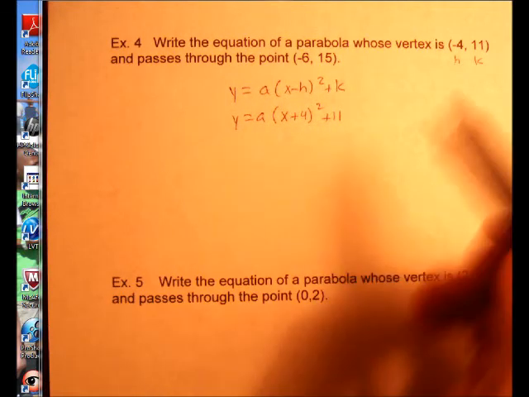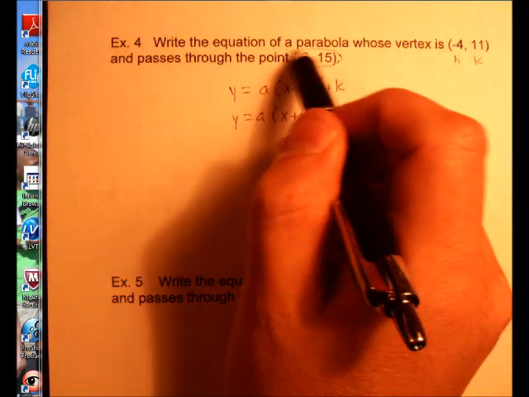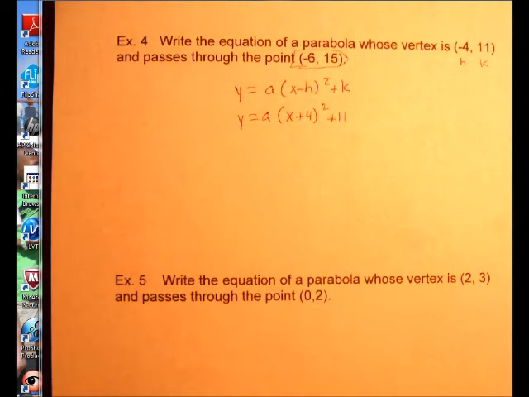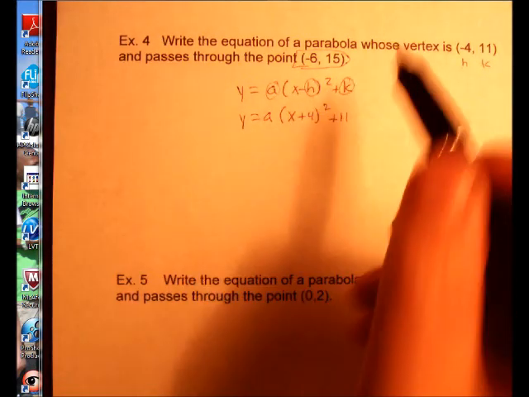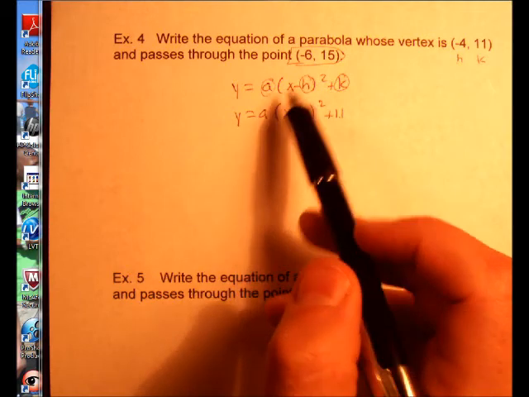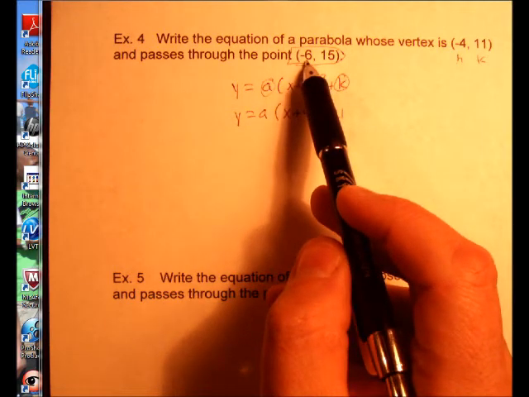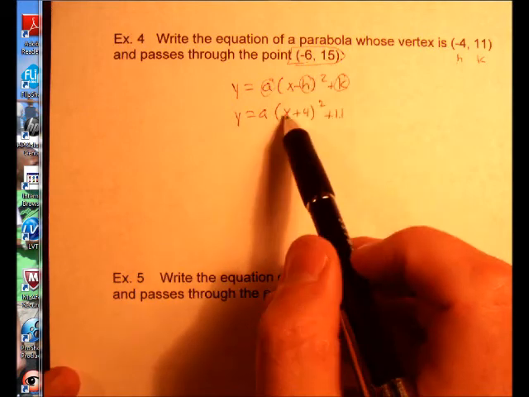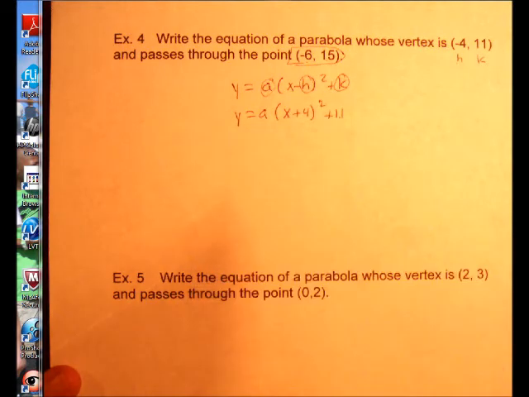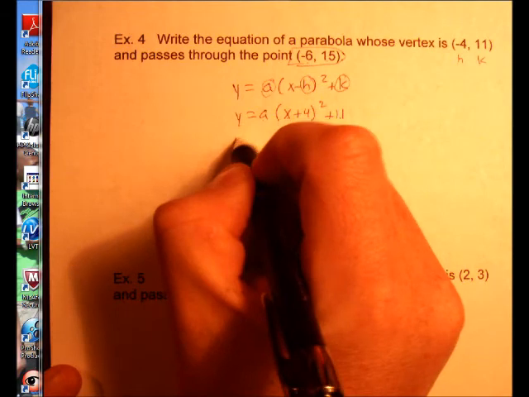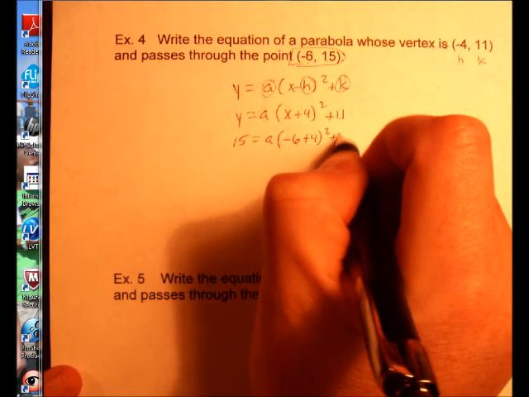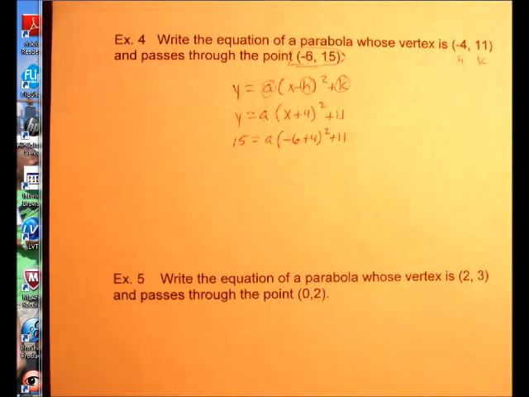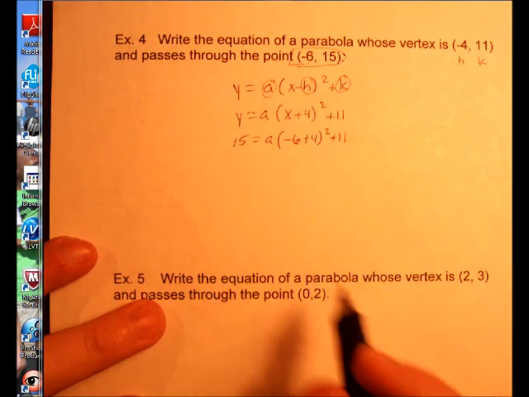So the deal is here we have just another point. Now I know when I write my equation I need a number in for the a, the h, and the k. I've got the h and k taken care of, but I don't know the a. But I do know from our point that it is the point x and y. So if I plug that in for the x and y, the only letter I'd have left is a. So let's do that. 15 is equal to a(-6 plus 4) squared plus 11. That way we can solve it for a and then go back and plug just the a back in, so the a, h, and k are all in the equation.